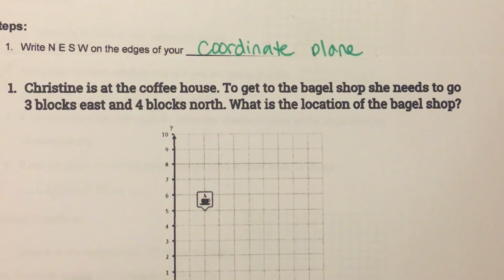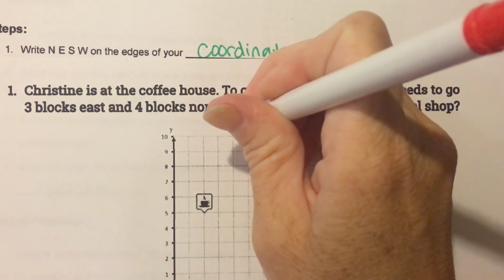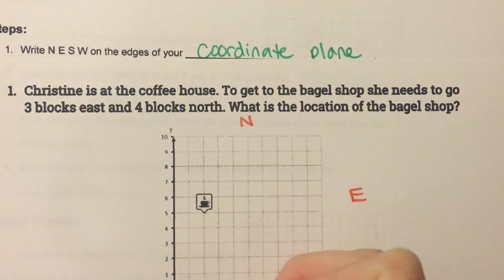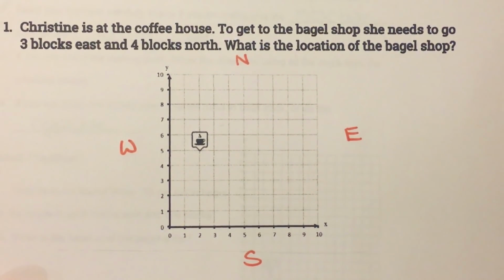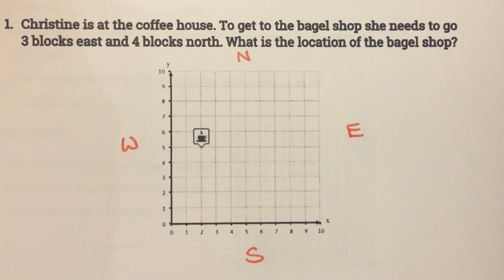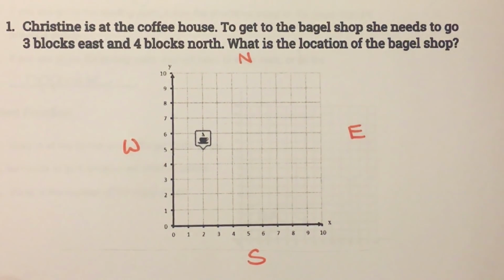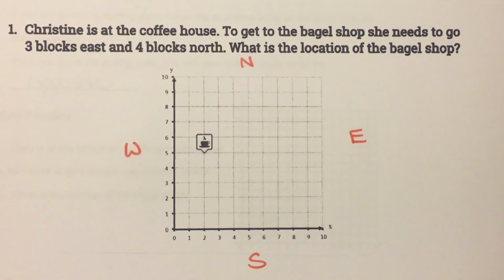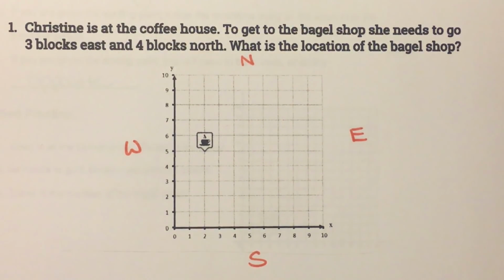So my first step says I'm going to make sure I label this. So never eat sour watermelon. That's what step 1 is. Okay, step 2 says, now I'm going to read it carefully again and ask myself, did they tell me where I'm starting and that's what they gave me, or did they tell me where I ended up and they're asking where I started? So Christine's at the coffee house. To get to the bagel shop, she needs to go 3 blocks east and 4 blocks north. What is the location of the bagel shop?